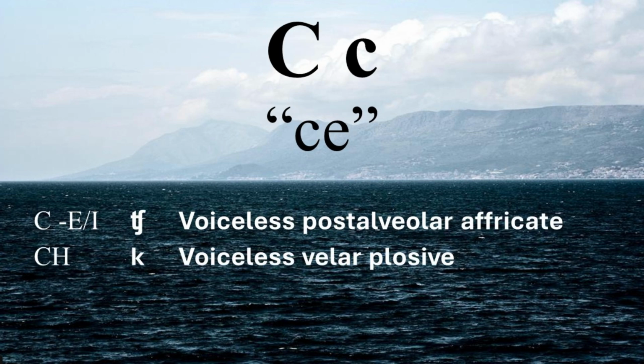Che can make a couple of different sounds. If it's followed by I or E, it makes the voiceless post-alveolar affricate, like che or chi. But if it's followed by any other letter besides those two, then it just makes the voiceless velar plosive, like kappa, ka, a ka.